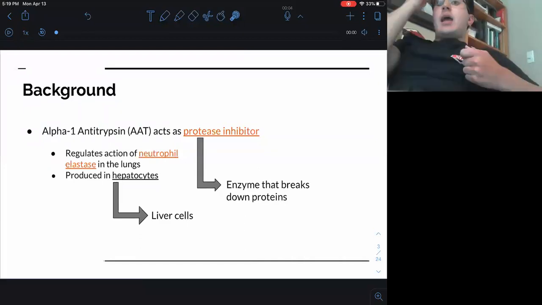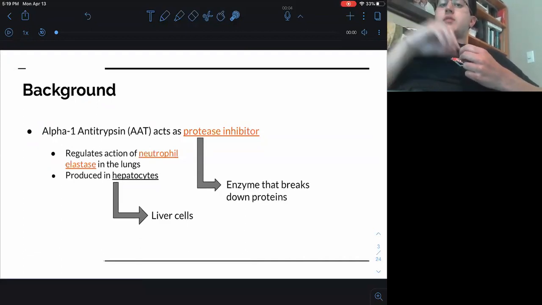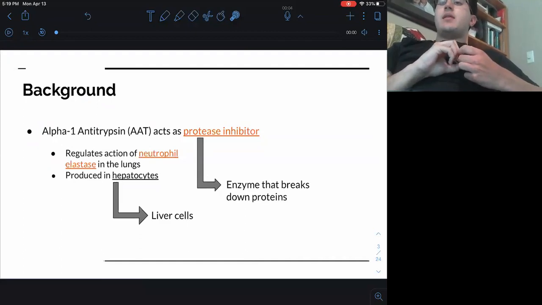It is produced in hepatocytes, which are liver cells, and so it travels through the bloodstream to the lungs where it acts on neutrophil elastase. Next.